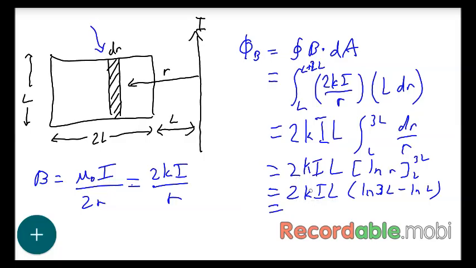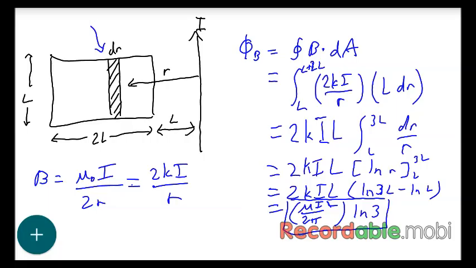At this point I'm going to change the K back into mu over 4 pi, so that's consistent with the answer in the book. And you would get 2K turning into mu over 2 pi, I, L times ln 3L over L, which just gets you ln 3. And that is the answer to part A.